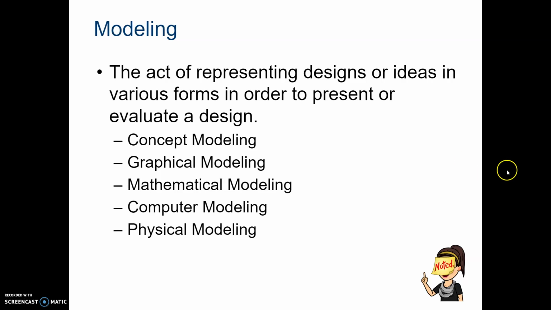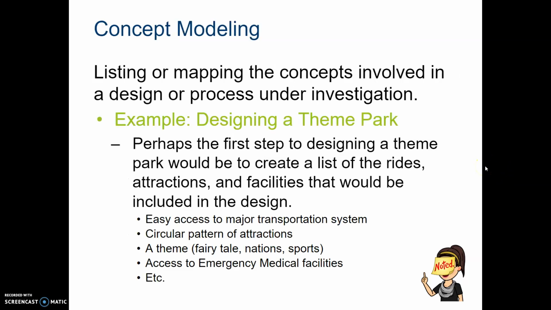I know some of you can probably guess what some of these are because you've talked about them or used them in other classes, but we're going to do a brief overview of each of them. So let's start with concept modeling. Concept modeling is when we list or map concepts in a process or something that we're investigating. The example on this slide is that we're designing a theme park. So maybe the first step to designing that theme park would be to create a list of the rides that we want, the different attractions that we would have in there, and the facilities that would be included in the design.